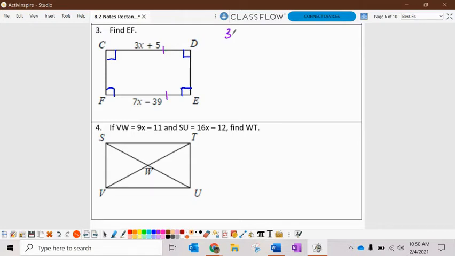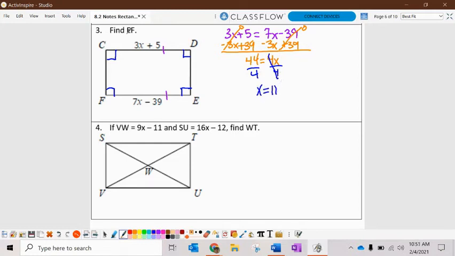So I know that 3x plus 5 equals 7x minus 39 because opposite sides are congruent. Now we have an easy equation to just solve algebraically. Those 2 sides are equal, so I set them equal to each other in an equation. I'll subtract 3x from both sides. That gives me 4x. I'll add 39 to both sides. That gives me 44 equals 4x. Last step, to get the x by itself, I'm going to divide both sides by 4. And that gives me x equals 11.